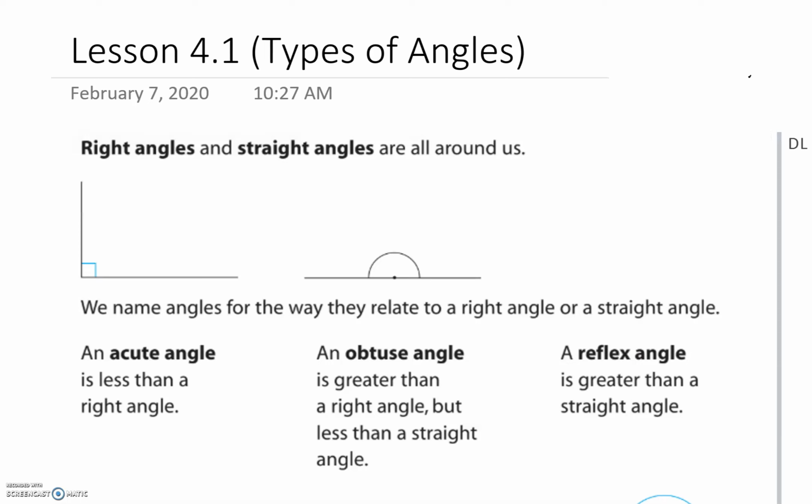Hello, and welcome to my video, lesson 4.1 on the types of angles. So there are a bunch of different types of angles, and we see a lot of them all around us.